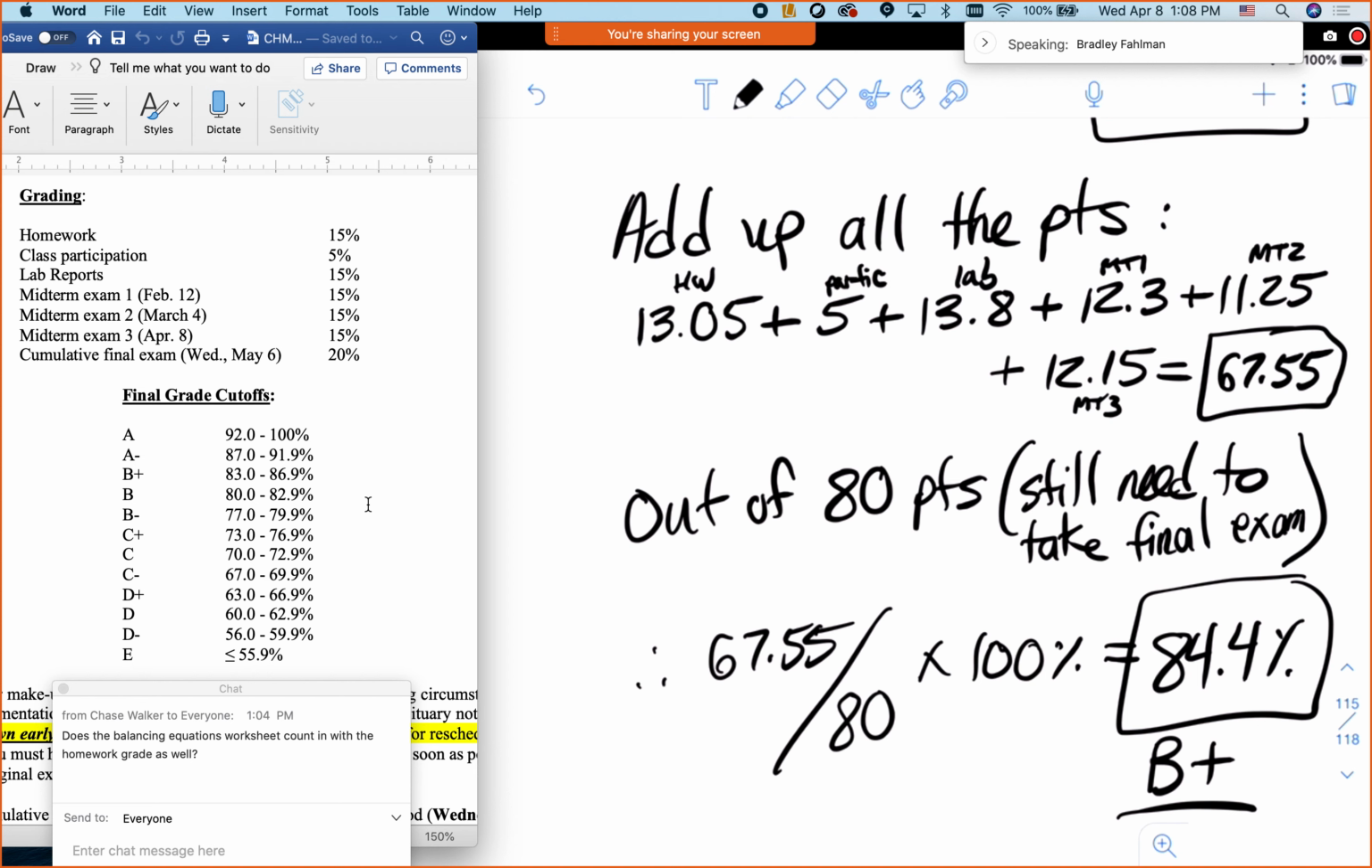Okay, so does that clarify things with how to calculate your grade so far? Any other questions about that?